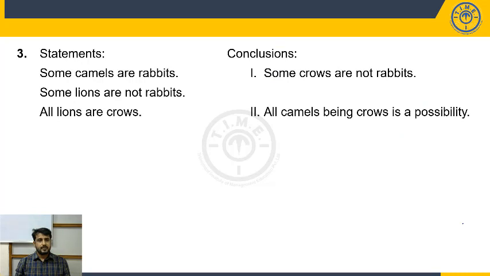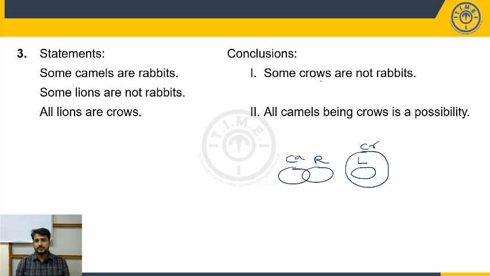Question number 3. Some camels are rabbits. The basic diagram will be like this. Some lions are not rabbits. Rabbits are here, so the basic diagram will be disjoint sets. But there could be a relation between lions and rabbits. Some lions are not rabbits, it means the complete part of lion should not be inside the rabbit. Some part can be inside the rabbit. All lions are crows. Okay. So it is camel, and here it is crows.